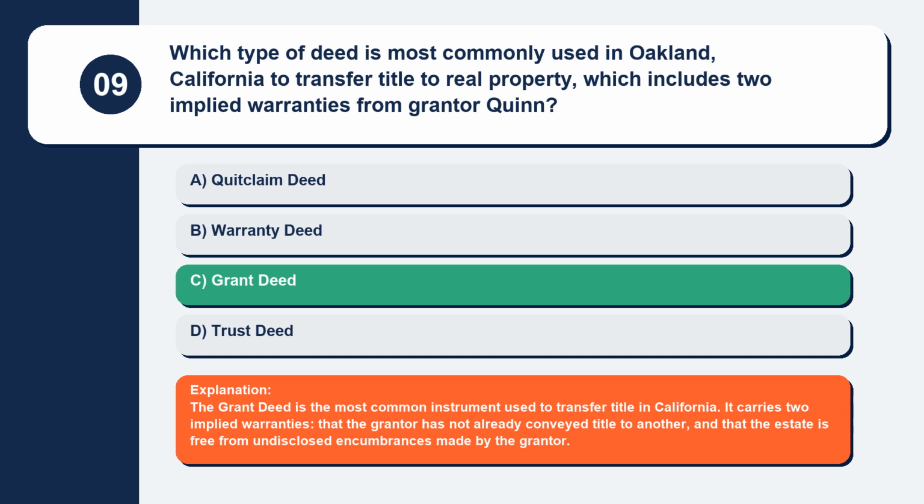Explanation. The grant deed is the most common instrument used to transfer title in California. It carries 2 implied warranties that the grantor has not already conveyed title to another, and that the estate is free from undisclosed encumbrances made by the grantor.